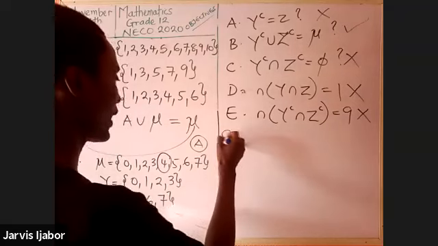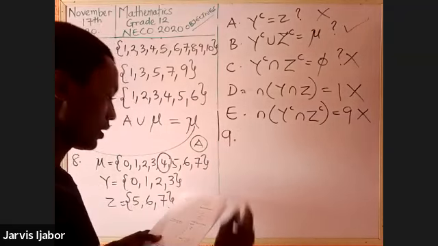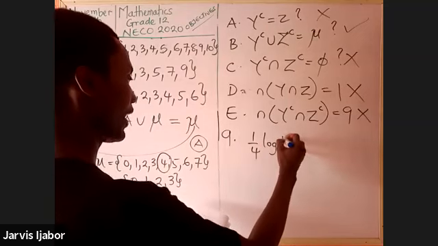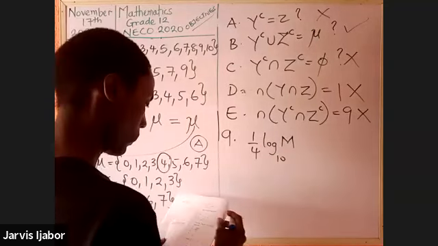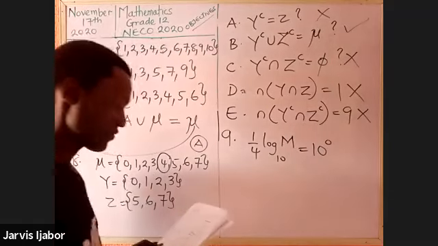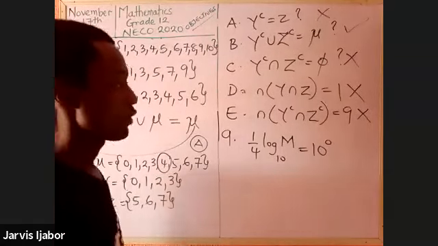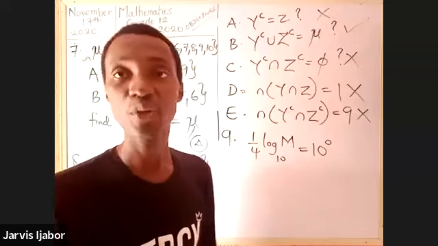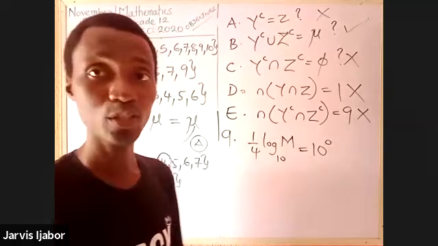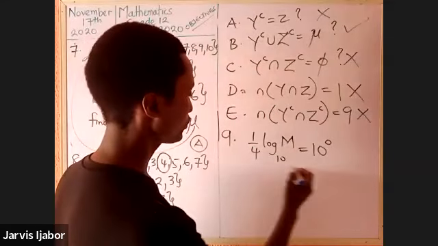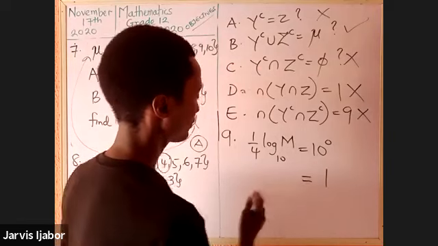So let's look at question 9. We are given 1/4 log m base 10 is equal to 10 raised to the power of 0. Find the value of m. Remember that 10 raised to the power of 0 is 1. We know that from our knowledge of zero index. So what would we do? This will be equal to 1.